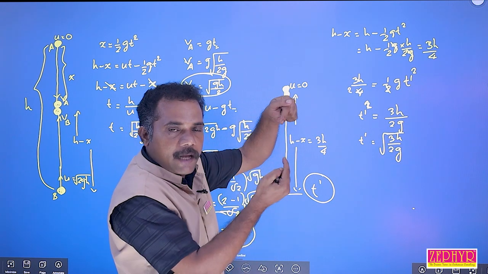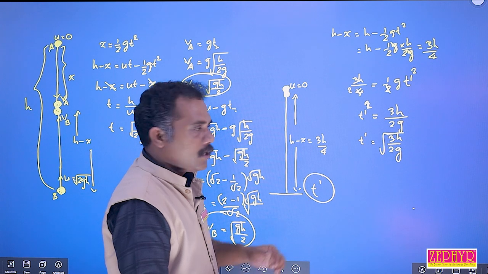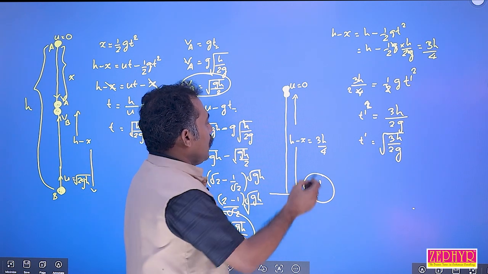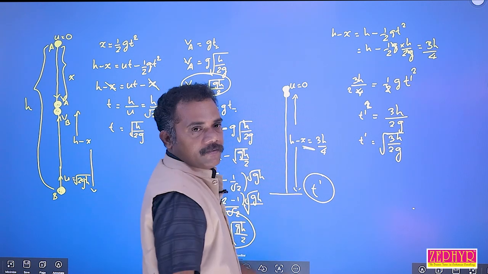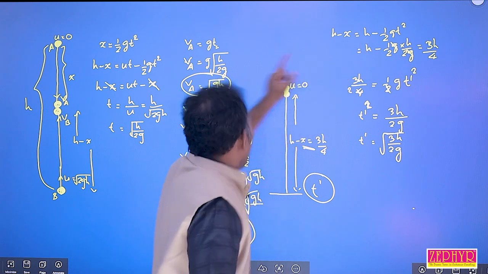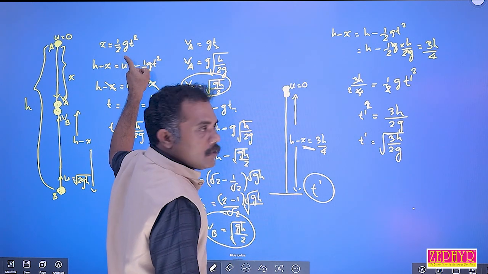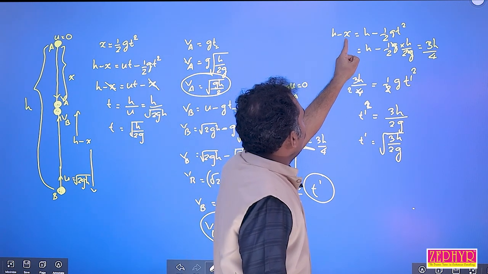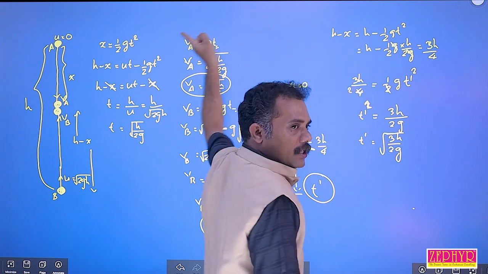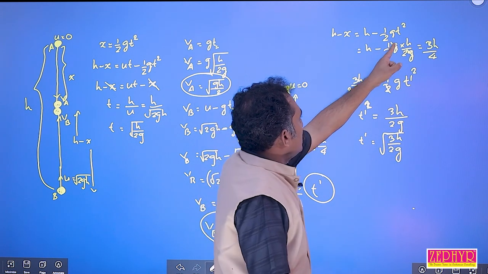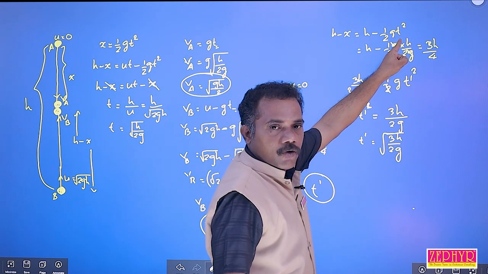Because at the time of collision the velocity cancels, we are going to find h minus x. X is half gt square. Substitute into h minus x, with x equal to half gt square. First case: this t is the time taken for collision.